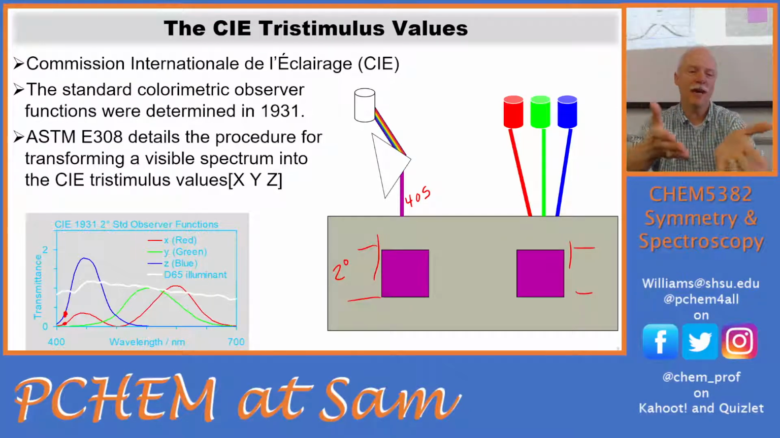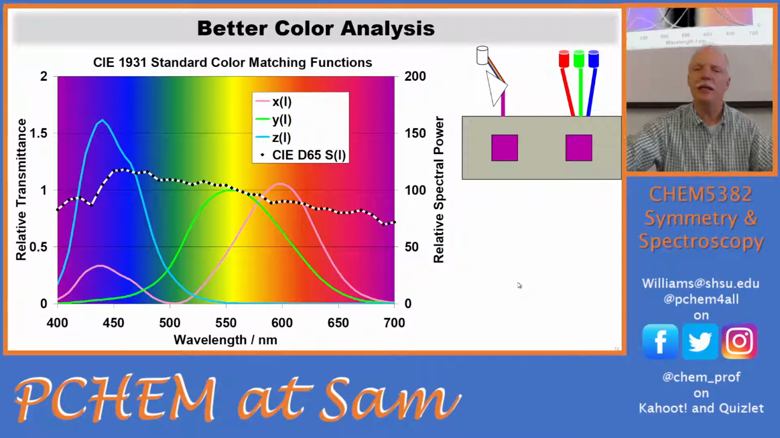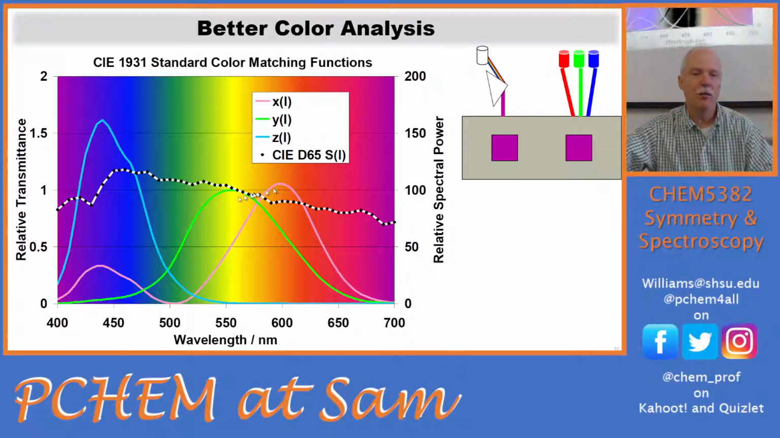So this is the way they mapped out what they call the observer functions. These are the observer functions, and this is how they map them out. And so here are our X, Y, and Z observer functions. And they are roughly RGB. The X is red. It's mostly in the red. The Y is green, mostly in the green, and the Z is the blue. So that's pretty cool, right?